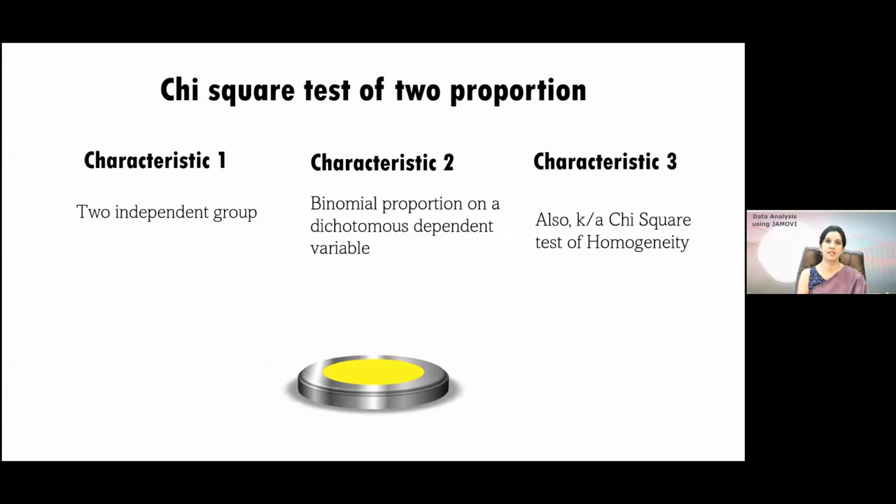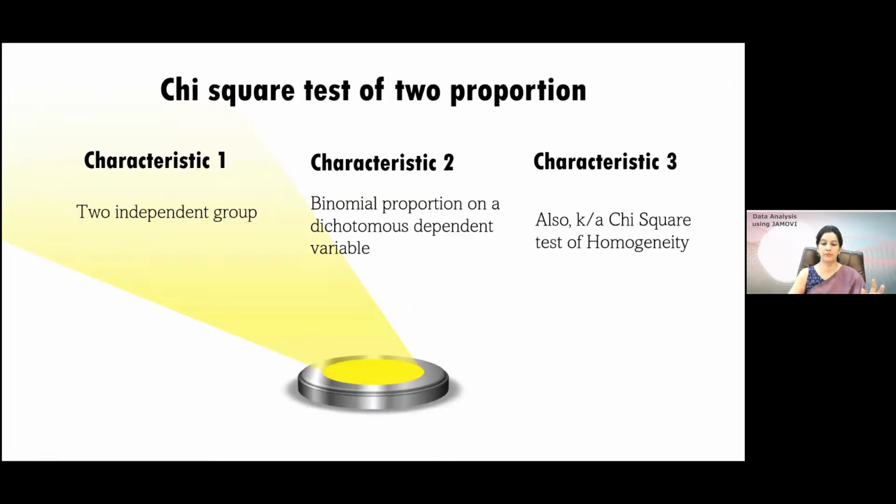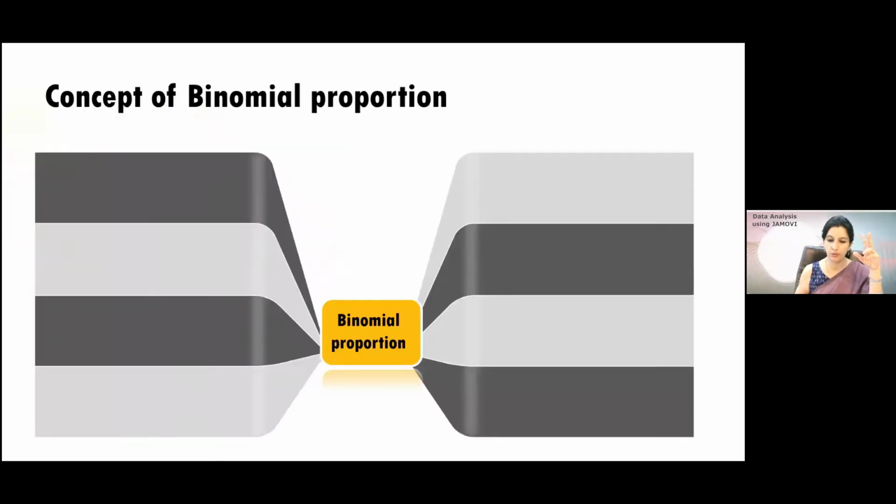So in this chi-square test of two proportion, again, the first assumption is that there should be two independent groups, and it is generally a binomial proportion. So we talk of a binomial proportion of a dichotomous variable. That means it should have only two proportions. And this test is also known as the chi-square test of homogeneity. And we'll see how to understand this concept of binomial proportion.